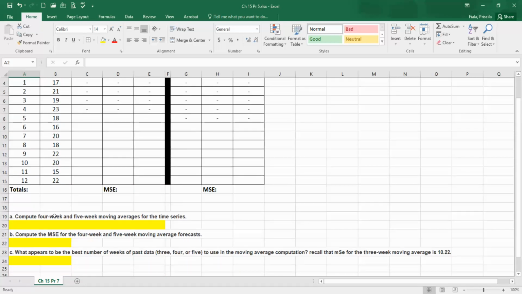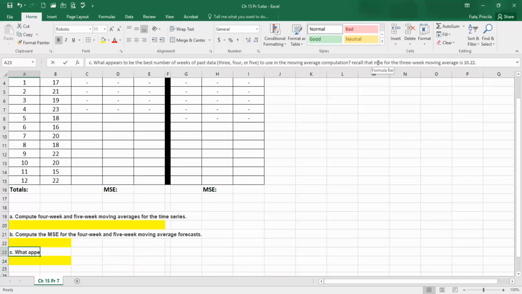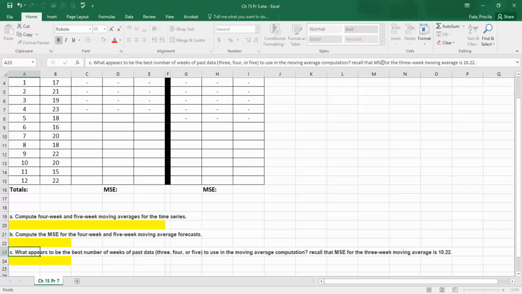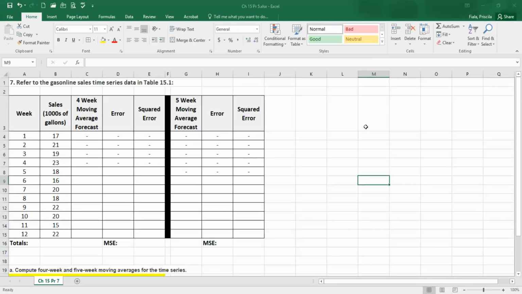compute a 4 week and a 5 week moving average for the time series, then compute the MSE for the 4 and the 5, and then which one appears to be the best. However, they are also asking you to recall that the MSE for 3 weeks is 10.22. So we're going to see which one is better. So let's go back here.